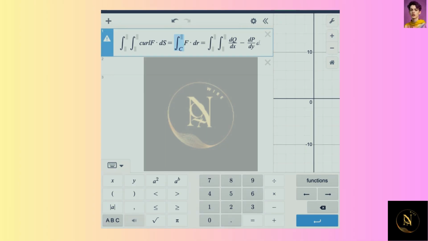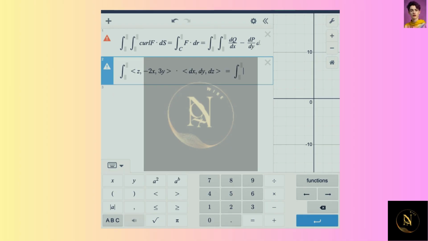So it will be helpful for us to look at what we're given as the integral of z, negative 2x, 3y dot dx, dy, dz, which is going to be the same as the integral of F dot dr.